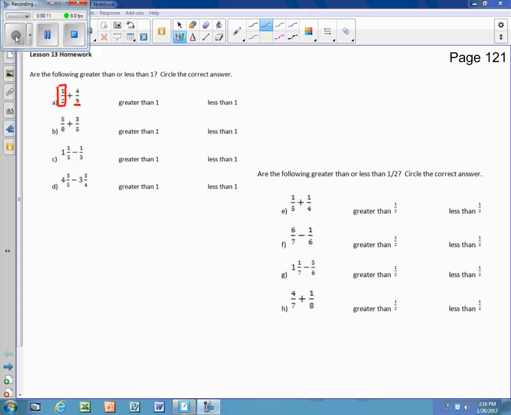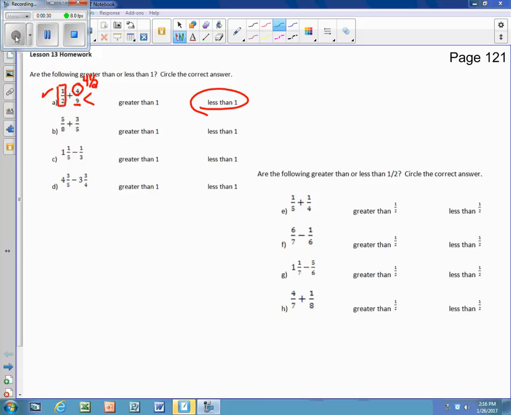That's less than a half because half of 9 would be 4.5, and this number is less than that. So if I add up a half and something that's less than a half, I'm going to get less than a half. Sorry, less than a whole.